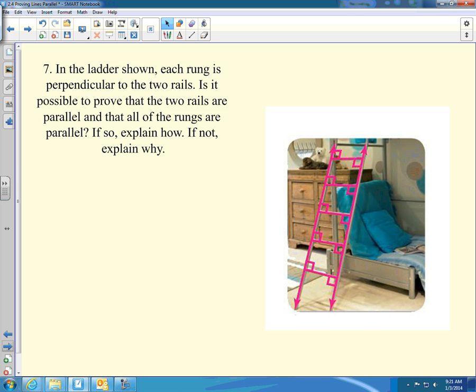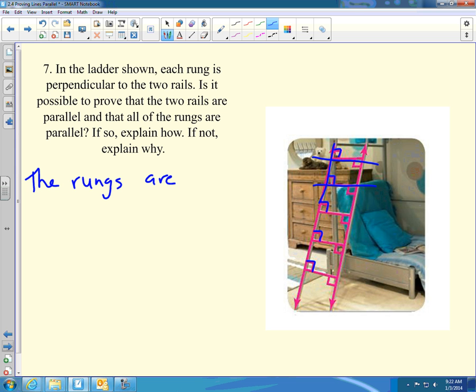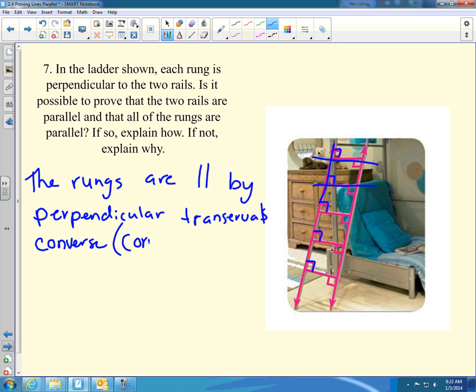Number 7, in the ladder shown, each rung is perpendicular to the 2 rails. Is it possible to prove that the 2 rails are parallel and that all of the rungs are parallel? If so, explain how. If not, explain why. Well, right off the bat, I see from rung to rung, I have a 90-degree angle, and it's in the exact same spot. So we are looking at the rungs being parallel. Because of that, we can either use corresponding angles postulate, or we can talk about our perpendicular transversal converse. So we can say the rungs are parallel by either the perpendicular transversal converse, or you could also think it's corresponding angles.